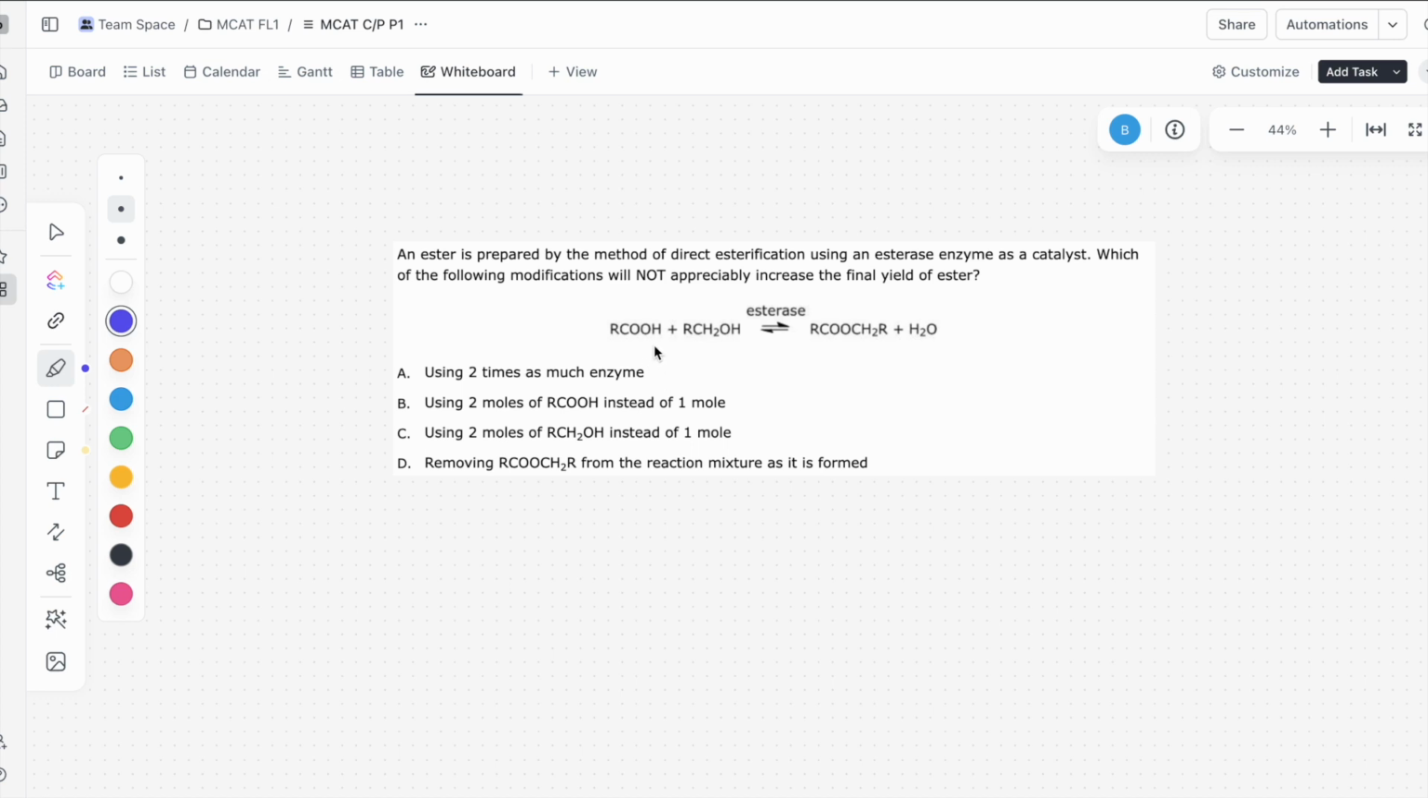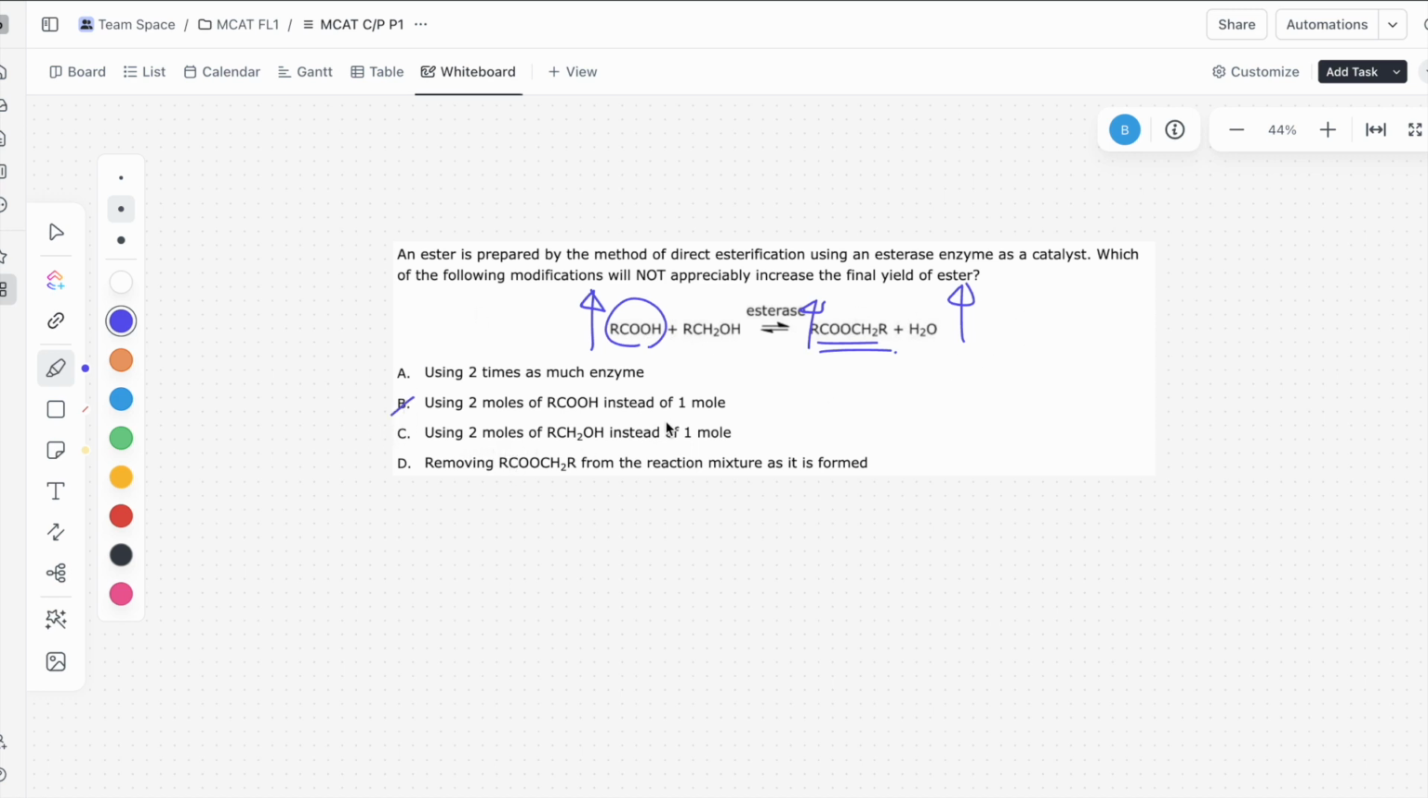Again, a very important principle in chemistry. If you don't know what it is, essentially if you increase the amount of some reactant on this side, you're going to tilt the reaction, driving more towards the right, and you're going to create more products, the ester and the water molecule. So Le Chatelier's tells us that if you use 2 moles instead of 1 mole of this reactant, you're going to increase the amount of the ester. So B has to be wrong, since it will increase the final yield of the ester.